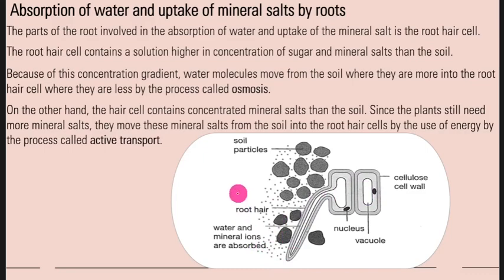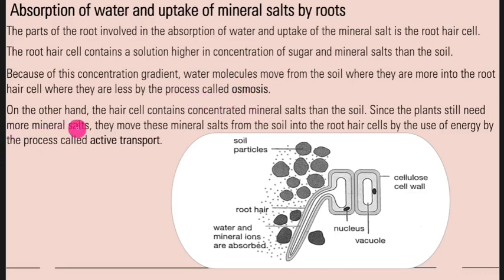So in the exam, they ask a question like this one to say, describe the absorption of water and uptake of mineral salts by roots. This is what exactly you are supposed to write, guys. Tell them the part of the root involved in the transportation of water and uptake of the mineral salt is the root hair cell. Tell them the root hair cell contains a solution higher in concentration of sugar and mineral salts than the soil. Tell them because of this concentration gradient, water molecules move from the soil where they are more into the root hair cell where they are less by the process called osmosis.